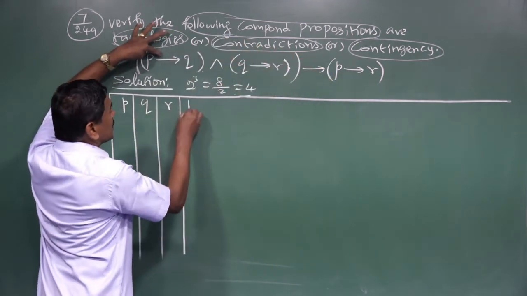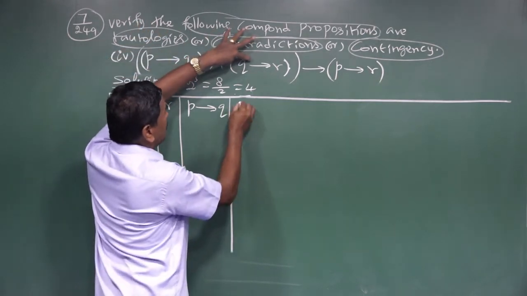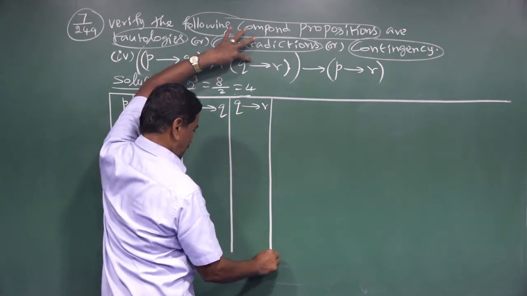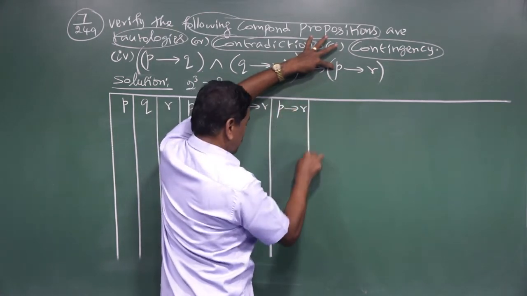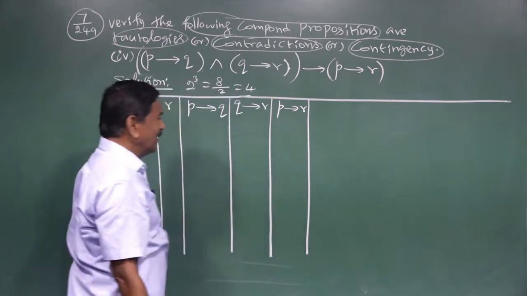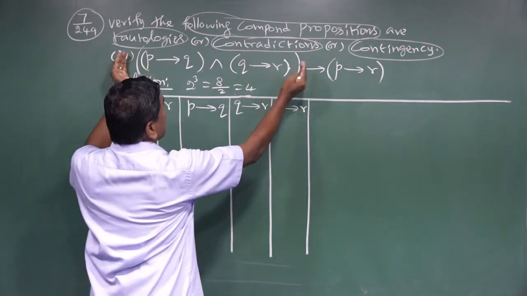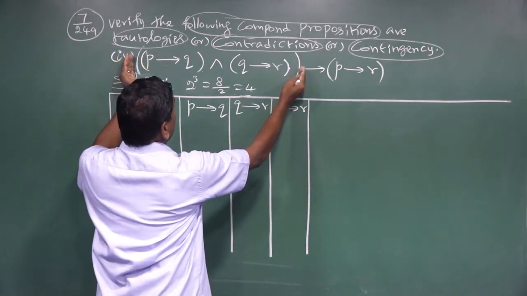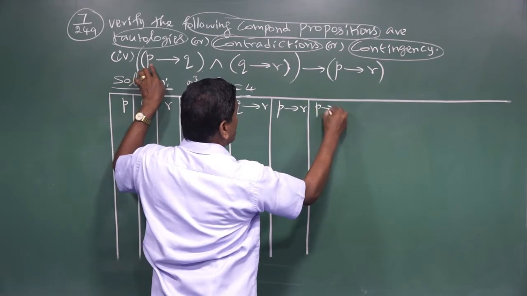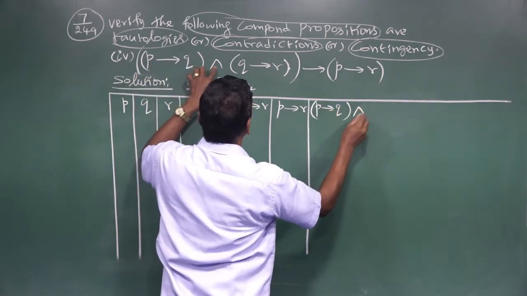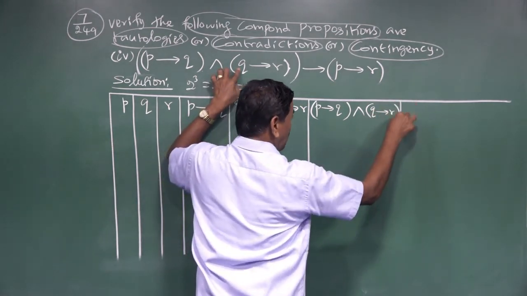So first complete the bracket answers. Take the first bracket, P implies Q. Next, the second bracket, Q implies R. Next, the third bracket, P implies R. So three brackets completed: first bracket, second bracket, third bracket. Then these two brackets are covered by one more, a bigger bracket. This bigger bracket is fully one statement. So here I want to write P implies Q and Q implies R, complete the bracket. This is fully one column.